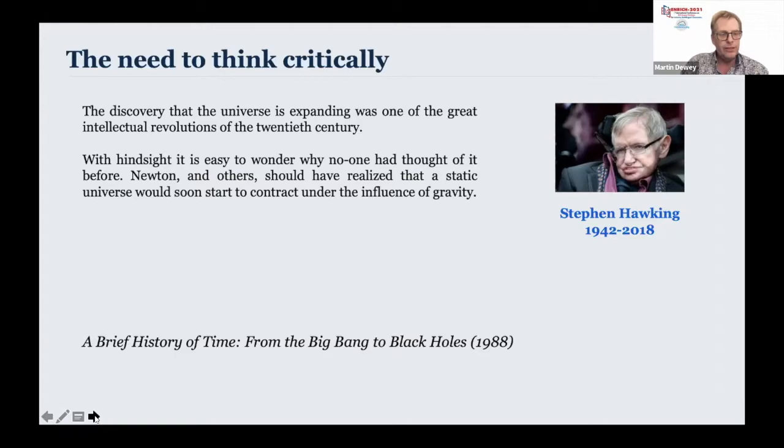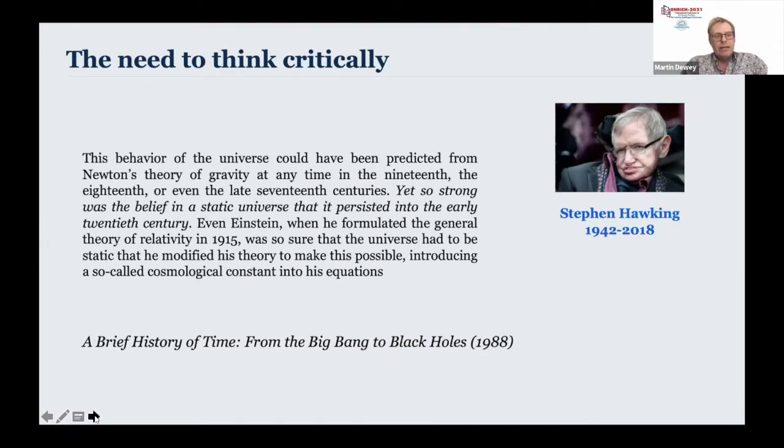So Newton was working in the 17th century, right? Hawking explains that this behavior of the universe, even though it could have been predicted from Newton's theory of gravity at any time in the 19th century or the 18th century, or even at the end of the 17th century, the point is, so strong was the belief in a static universe that it persisted into the early 20th century. Now, even Einstein himself, when formulating the general theory of relativity in 1915, was so committed to this idea of a static universe that he modified his theory to make it possible. So he adapted the theory to fit his belief in a static universe.